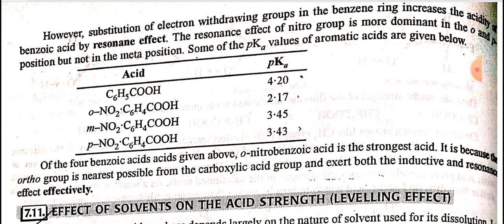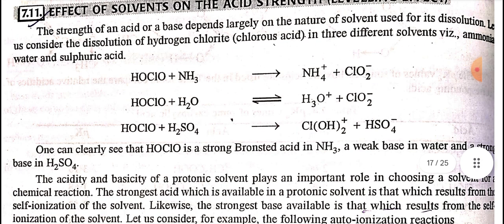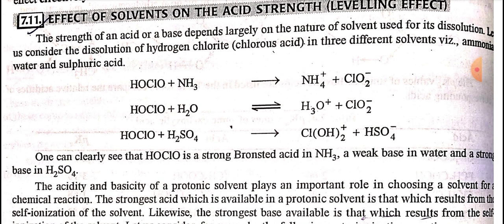Strength of an acid or a base: effects of solvent on the acid's strength and leveling effect. Strength of an acid or a base depends largely on the nature of the solvent used for its dissolution. Let us consider the dissolution of hydrogen chloride, chlorous acid in three different solvents: ammonia, water, and sulfuric acid. One can clearly see that HClO is a strong acid in ammonia, a weak acid in water, and a strong base in sulfuric acid.